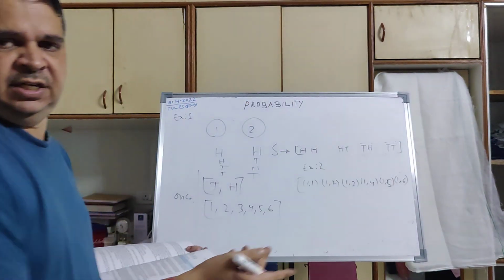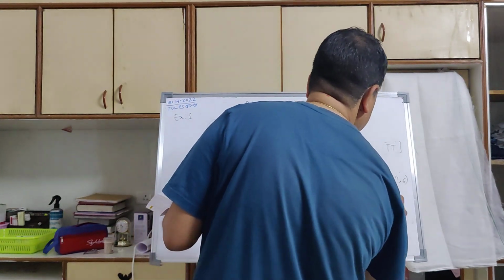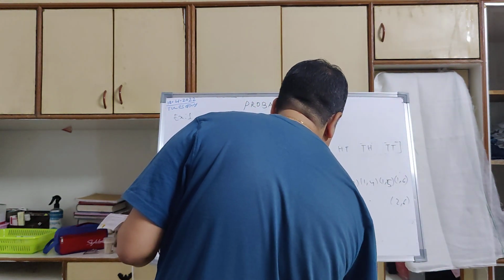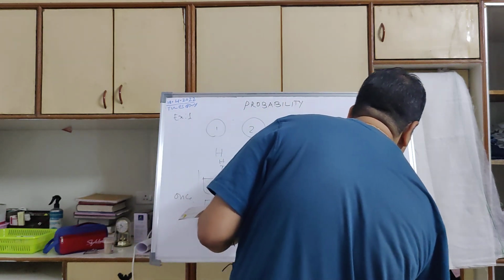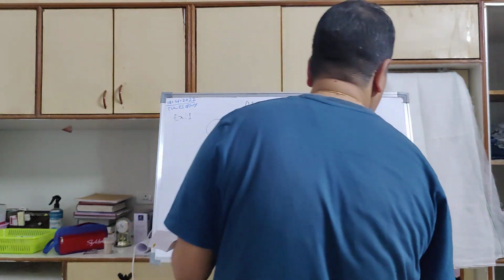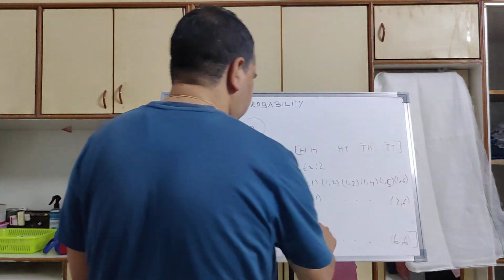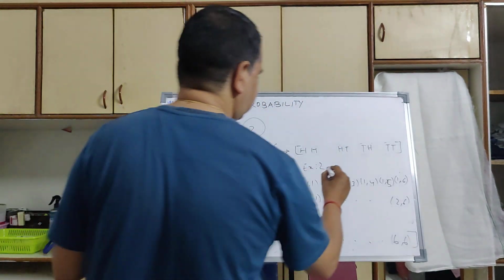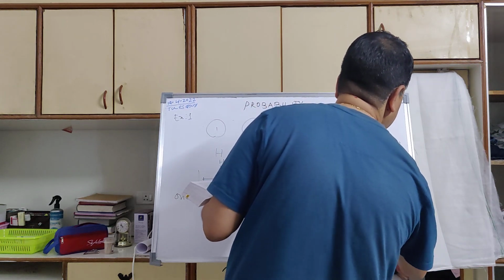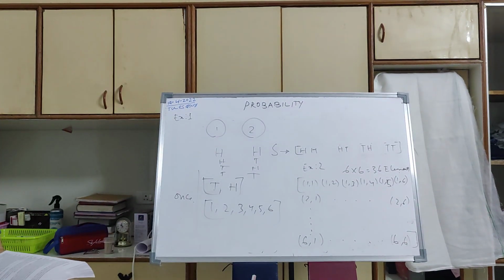So there are 6. Like that it will become 2, 1, 2, 2, up to 2, 6. So 36. So like that it will go on as 6, 1, then it will go to 6, 6. So it will be like this. Here you have 6 columns, and now you have 6 rows. So it will have 6 into 6, that is 36 elements. So your sample space has 36 elements here.